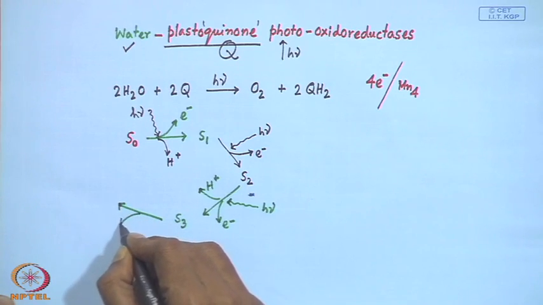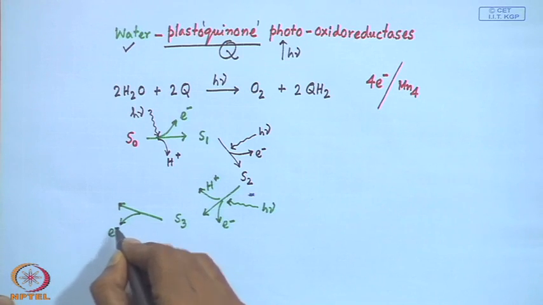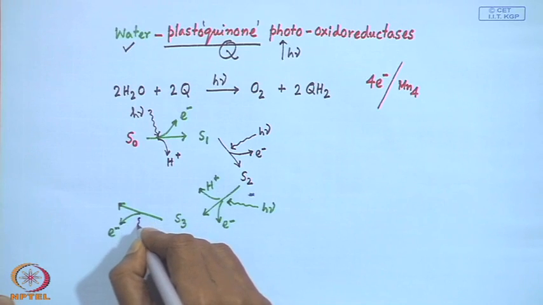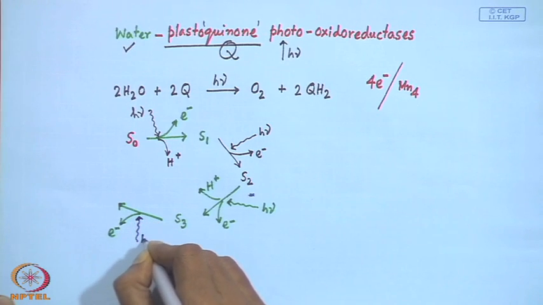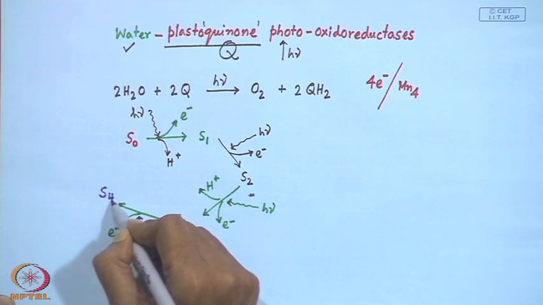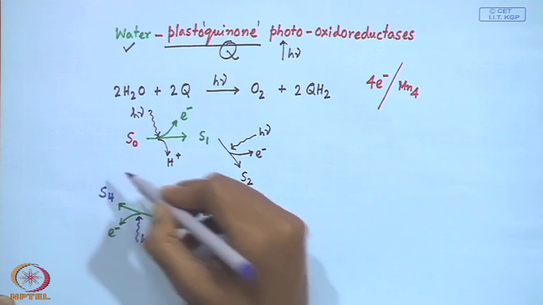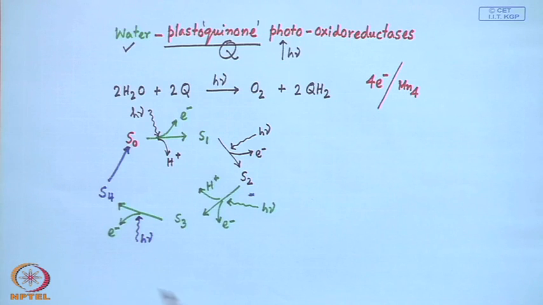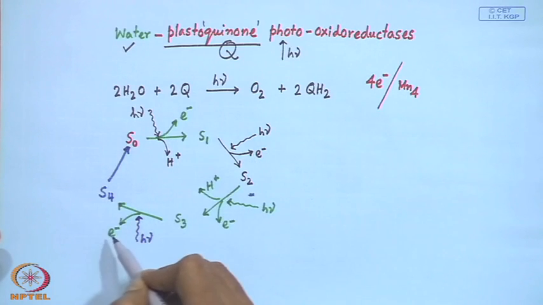This S3 by simple electron loss can go to S4, so this is the step where you get this particular unit. So, you have 1, 2, 3, 4 electrons that have been lost from the system.